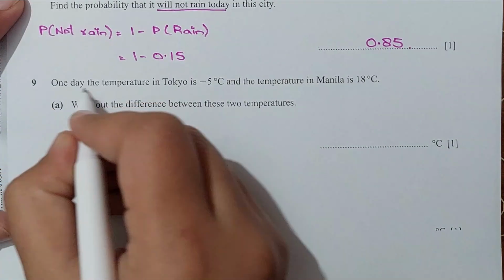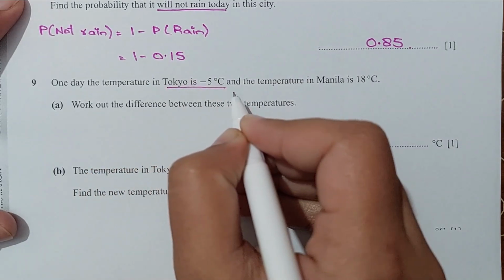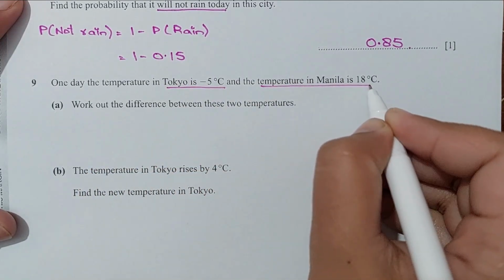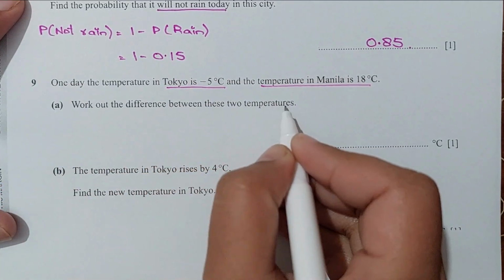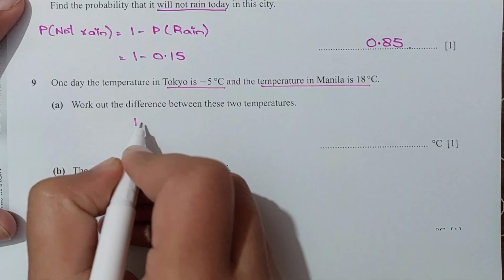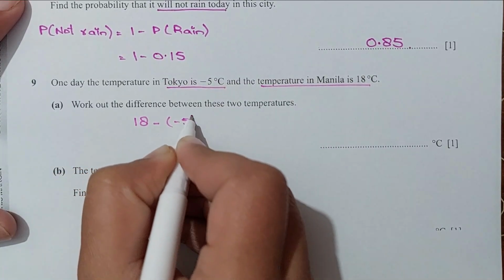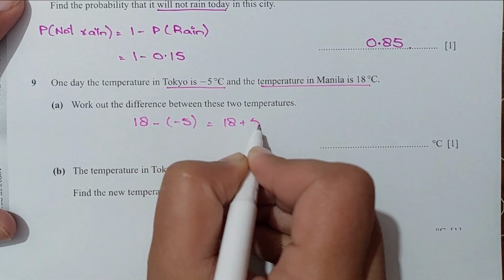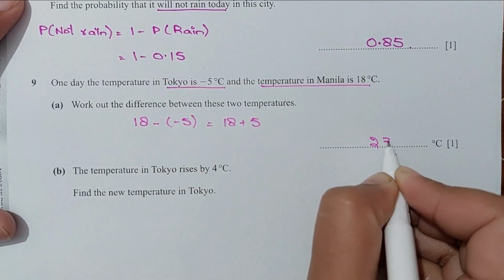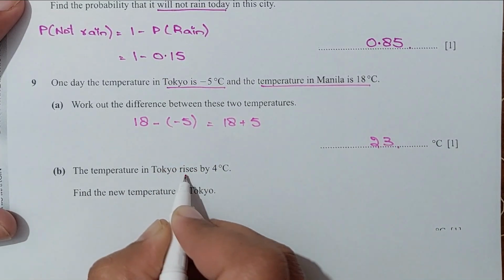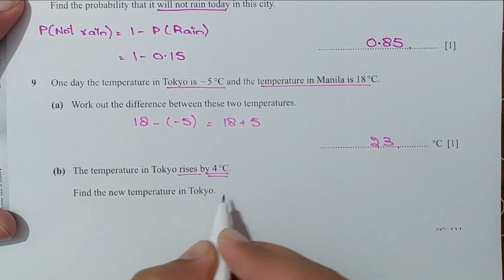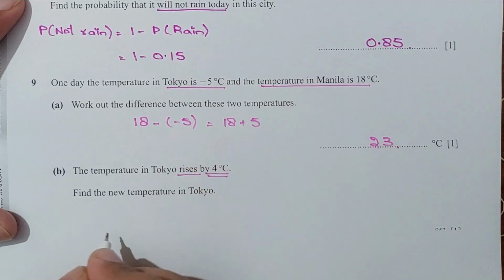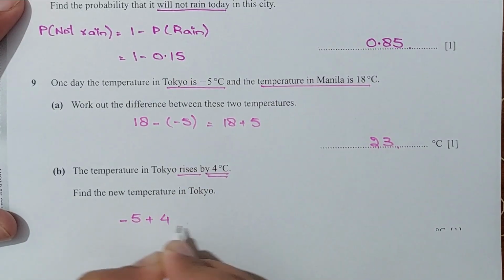Question number 9. One day the temperature in Tokyo is -5 degrees Celsius and the temperature in Manali is 18 degrees Celsius. Work out the difference between the two temperatures. The temperature in Manali minus the temperature in Tokyo is 18 plus 5, which is 23 degrees Celsius. Part B, if the temperature in Tokyo rises 4 degrees, find the new temperature in Tokyo. -5 add 4 degrees is -1 degree Celsius.